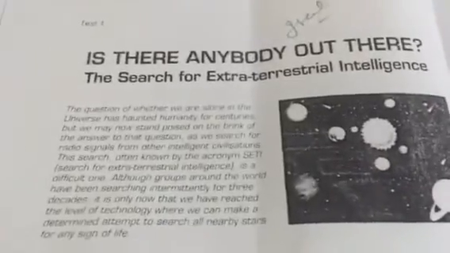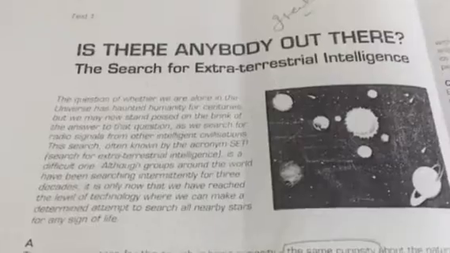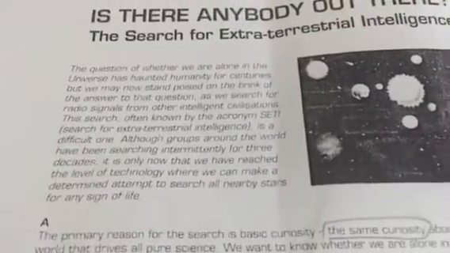Now let me turn the page, and this is how the passage looks. Is there anybody out there? The search for extraterrestrial intelligence. So first there are some basic things. Then paragraph A is there, paragraph B is there, then paragraph C is there, D is there and E is there. I will try to give you the best possible solutions.